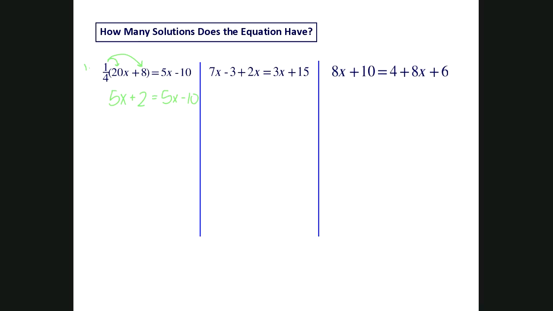Okay, so right now we have 5x plus 2 equals 5x minus 10. Can anybody see so far how many solutions this is going to have just by what I have so far? What do you guys think? How many solutions? Does it have one solution, no solutions, or infinitely many solutions?